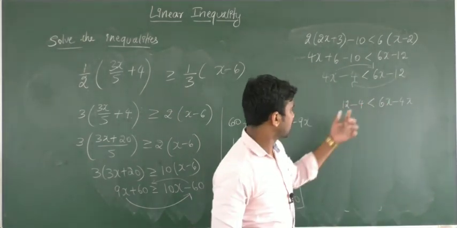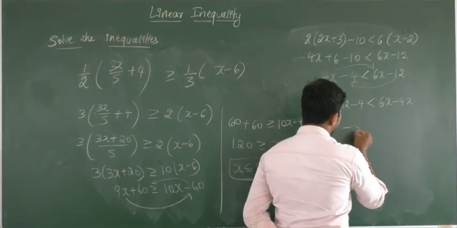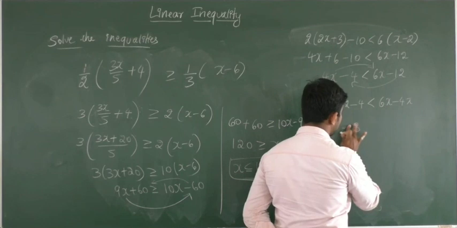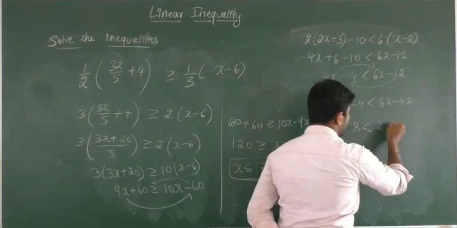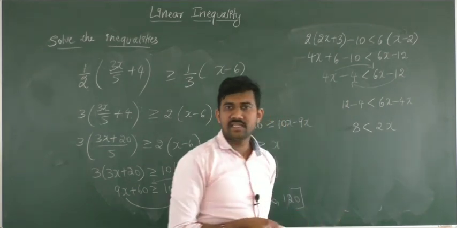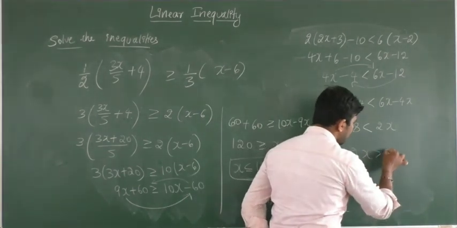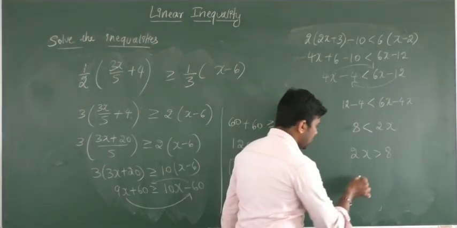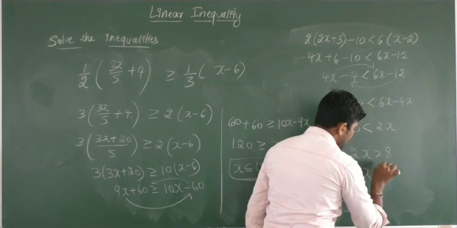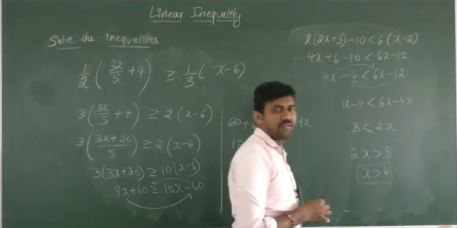6x minus 4x, or this is nothing but minus 8 plus 8 less than 2x. 8 less than 2x, or we can say 2x is greater than 8. 2x is greater than 8. So x is greater than 8 by 2, that is nothing but 4. X is greater than 4.